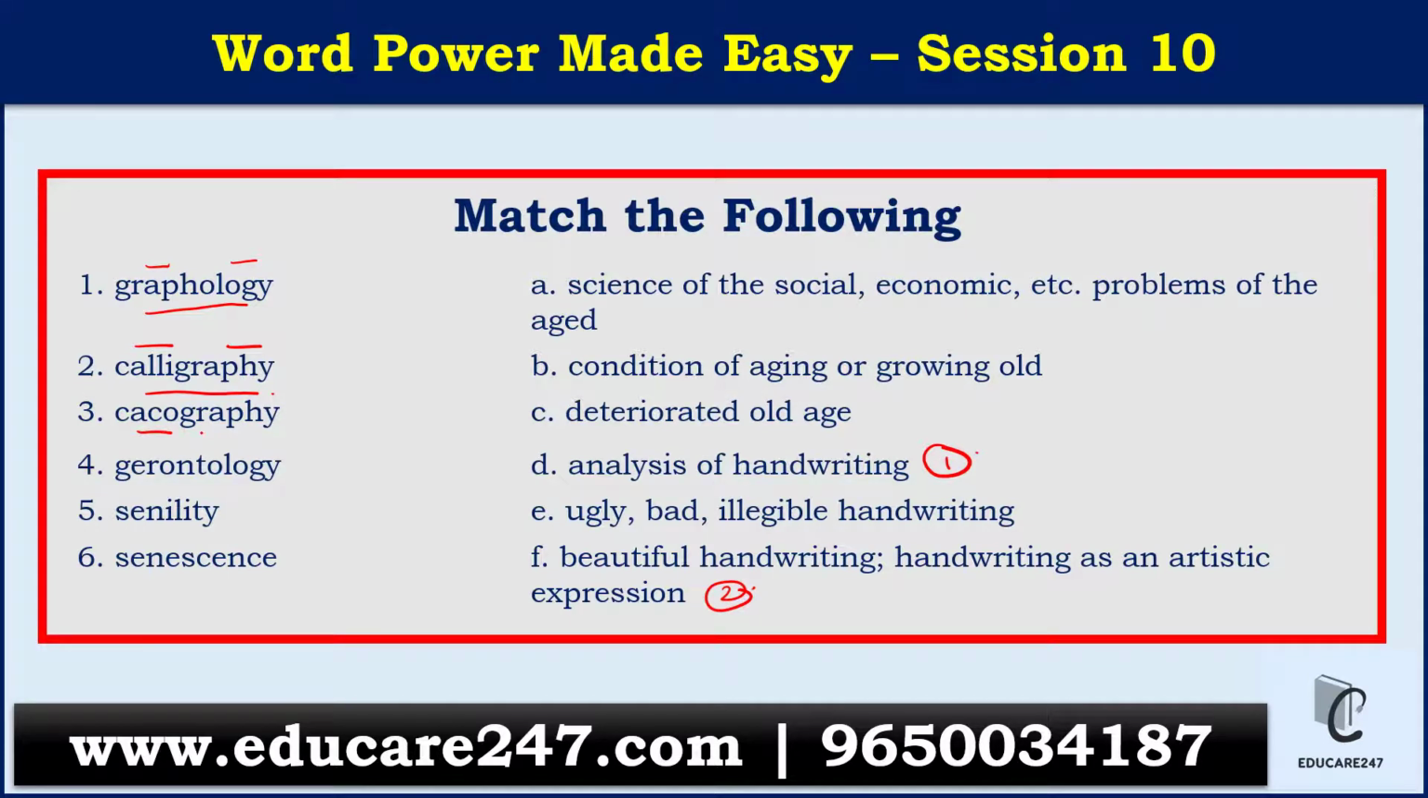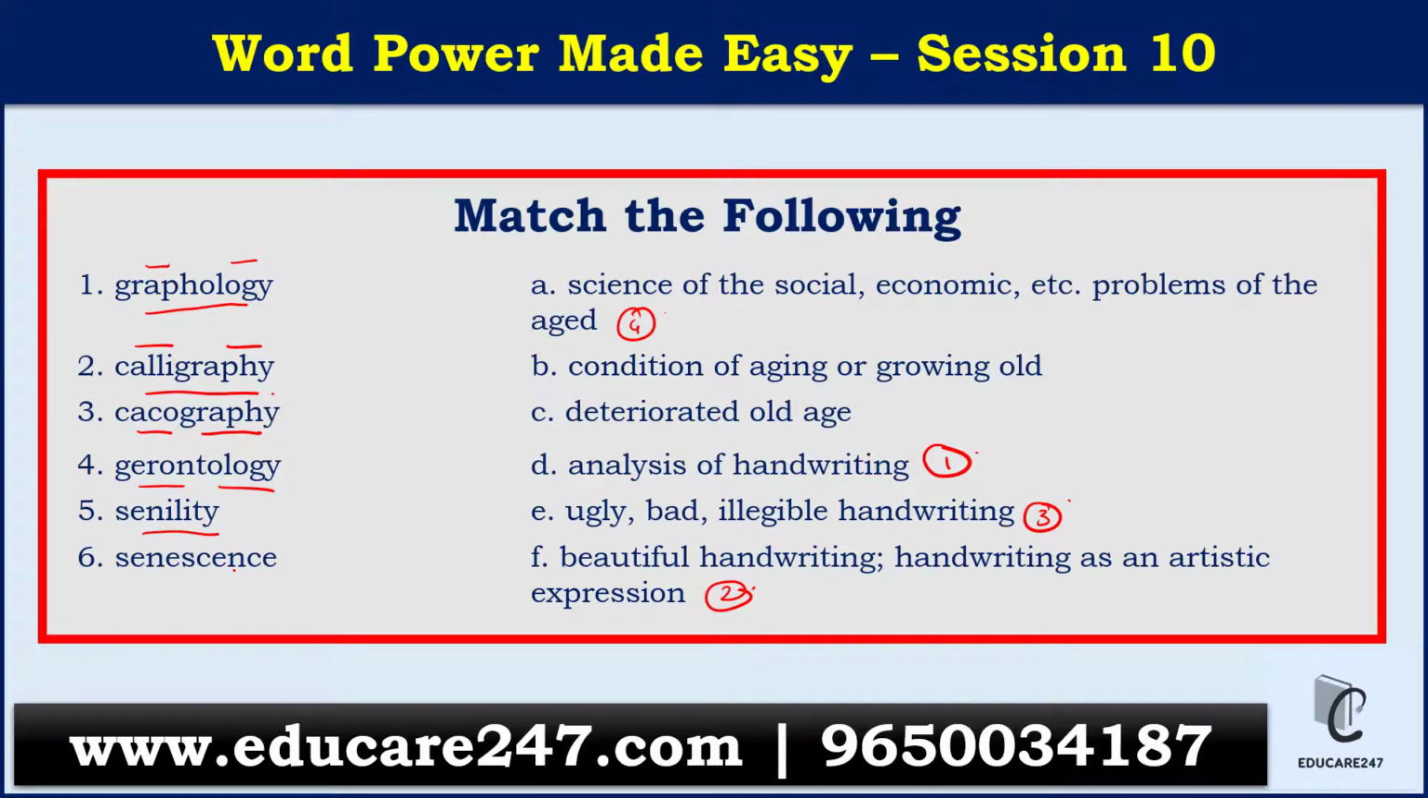Cacography, cacos ugly or bad. Graphy again writing. So cacography was bad handwriting. Final gerontology. Geronto old. Logy means study. So here it's science of the social, economic, etc. problems of old aged people.